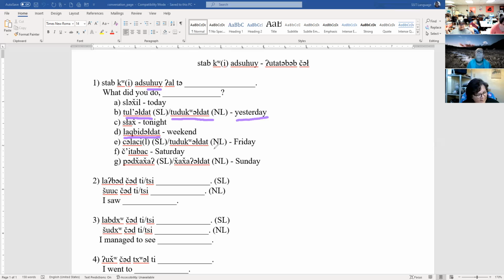They didn't call it the fifth day, but there is one for the fifth day. And then there's Saturday, Chitabats, the day before the sacred day, right? And then there's Sunday, Padha or Ha Eshdat, which would be the sacred day.